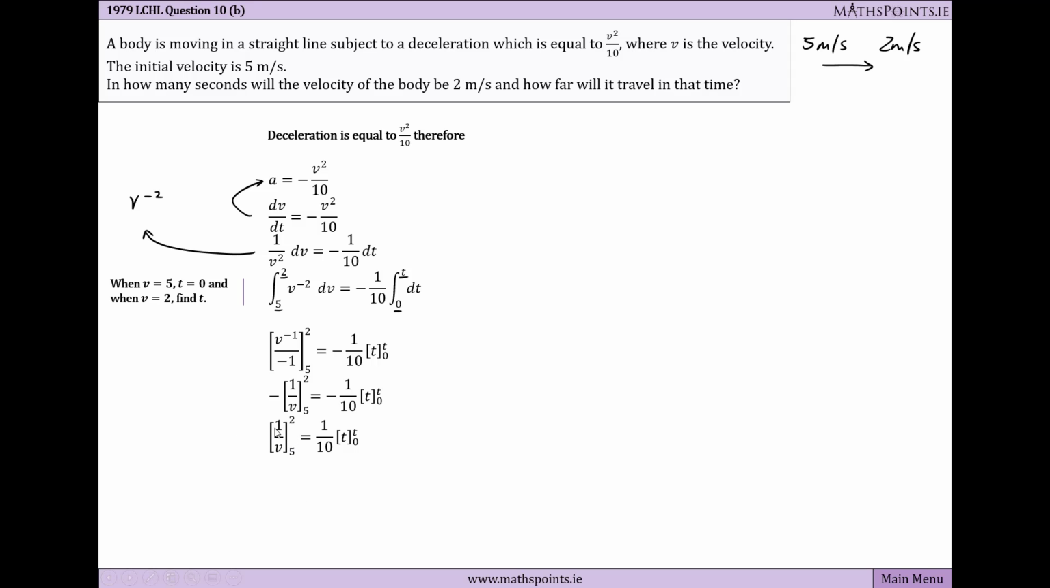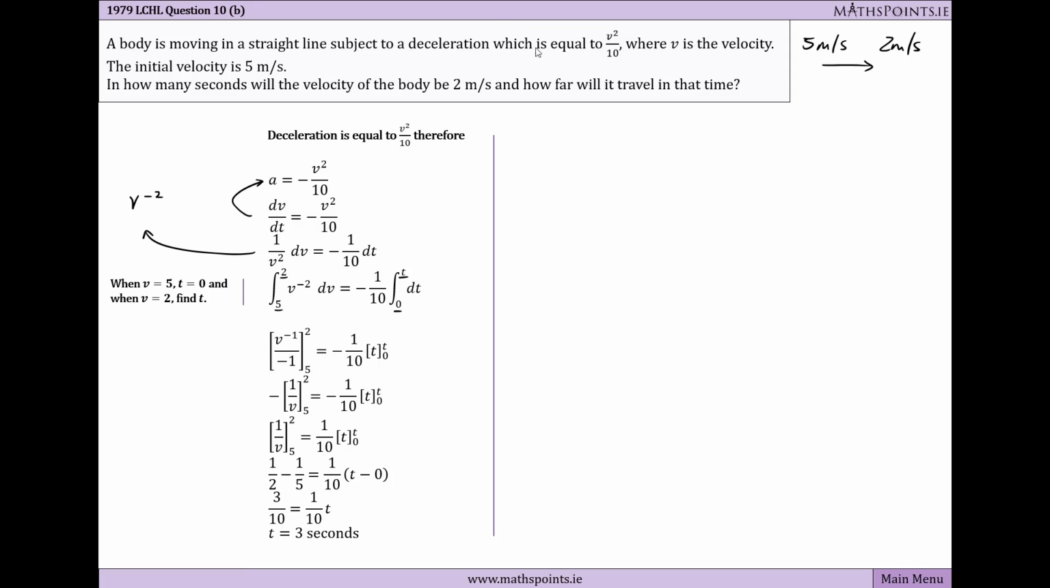On the left hand side I have 1 over 2 minus 1 over 5, and on the right hand side I have 1/10 of t minus 0. 1 over 2 minus 1 over 5 is 3 over 10, equals 1 over 10 t, and then I'm going to multiply both sides by 10 to give me that t is equal to 3. So to go from 5 meters per second to 2 meters per second took 3 seconds.